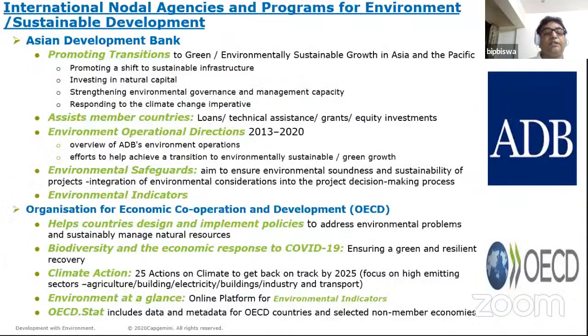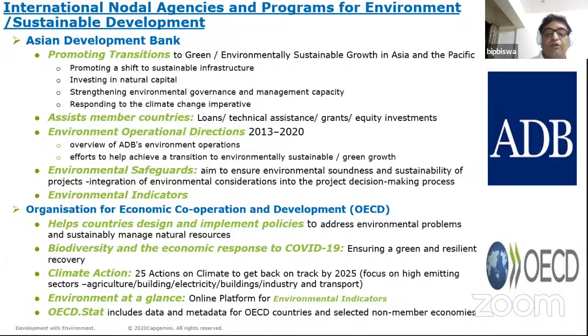And for example, the Asian Development Bank has a huge amount of database on environmental indicators, which they have created for all the Asian Development Bank member countries in the Asia Pacific region. And they have their operational directives 2013 to 2020. And these operational directives tell very clearly the do's and don'ts in the entire project life cycle.